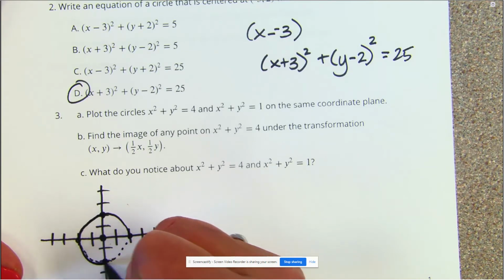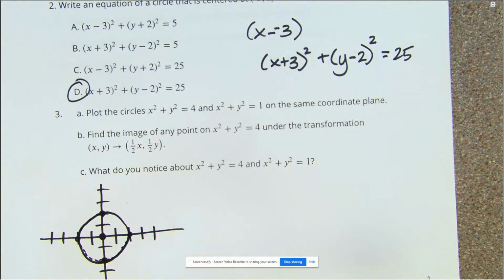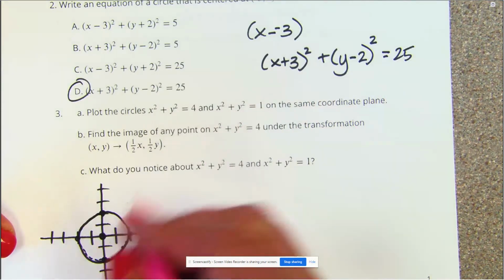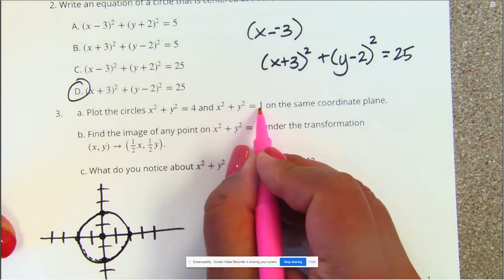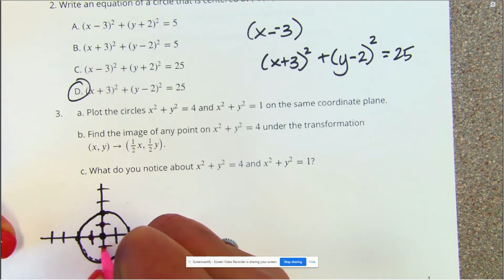Not perfect, but it's okay. And then the next one, do it in a different color. x squared plus y squared equals 1. So still centered at (0, 0). What's the square root of 1? 1. 1, 1, 1, 1.